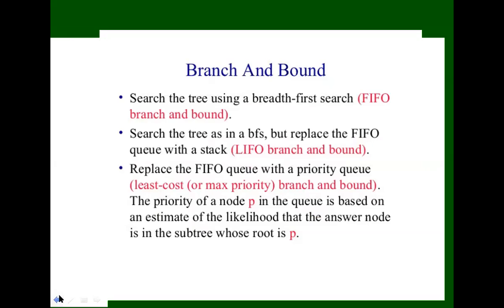Here we follow three methods. One is FIFO branch and bound, that is first in first out branch and bound, where we use a queue. Another method is last in first out branch and bound, where we use a stack. And the last one is least cost branch and bound, where we use a priority queue. So this is about branch and bound, and these three are the methods.